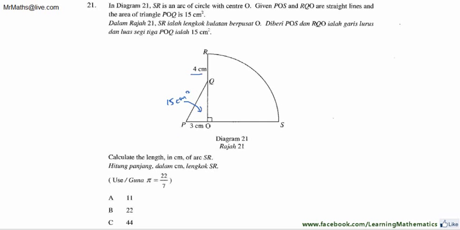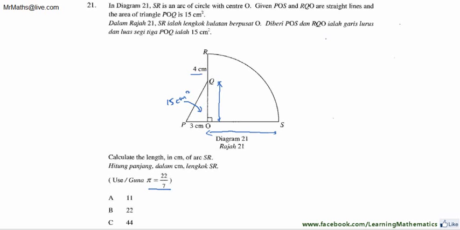Okay, we know RQ is 4, so we need to find the radius. If we want to find the arc, then we need to find the radius, OS or OR, the same, right? OS and OR are the same length. But how do we do that? We need to find QO first. Then we add 4 to it, then we can get the radius. When we get the radius, we can find the arc length RS, and we use pi as 22/7.